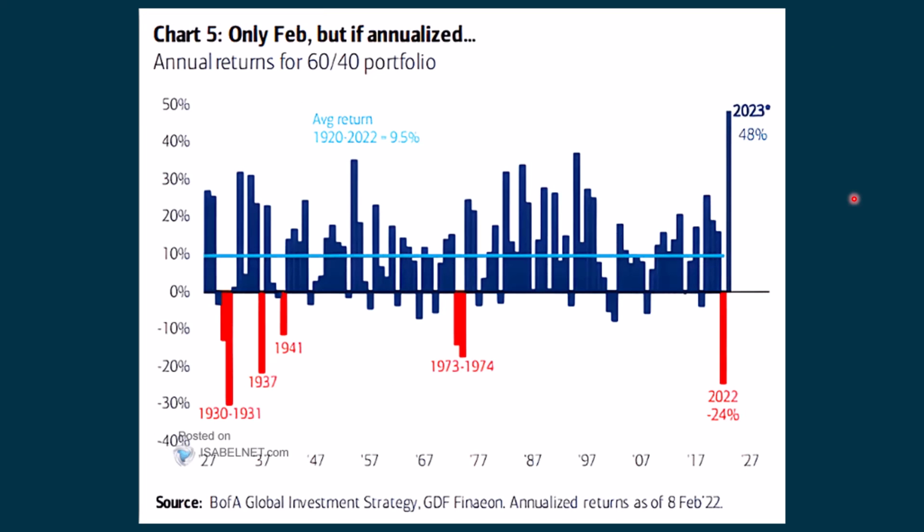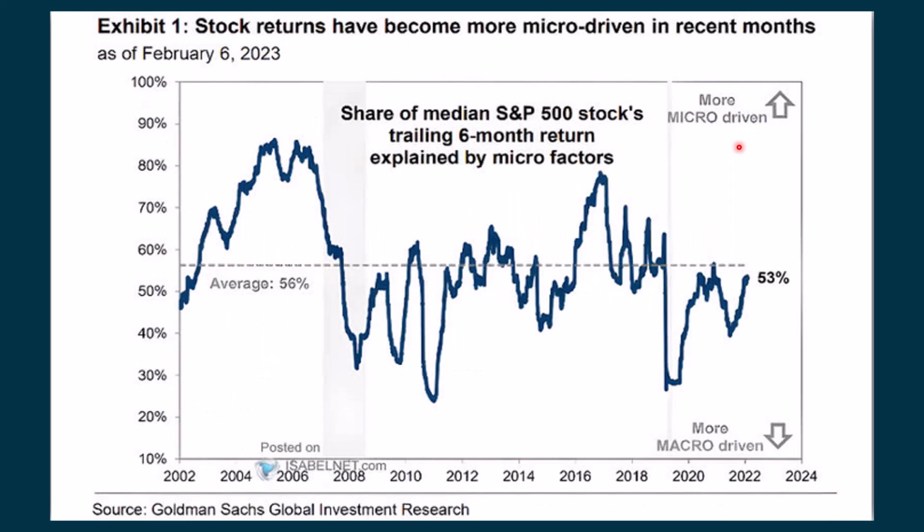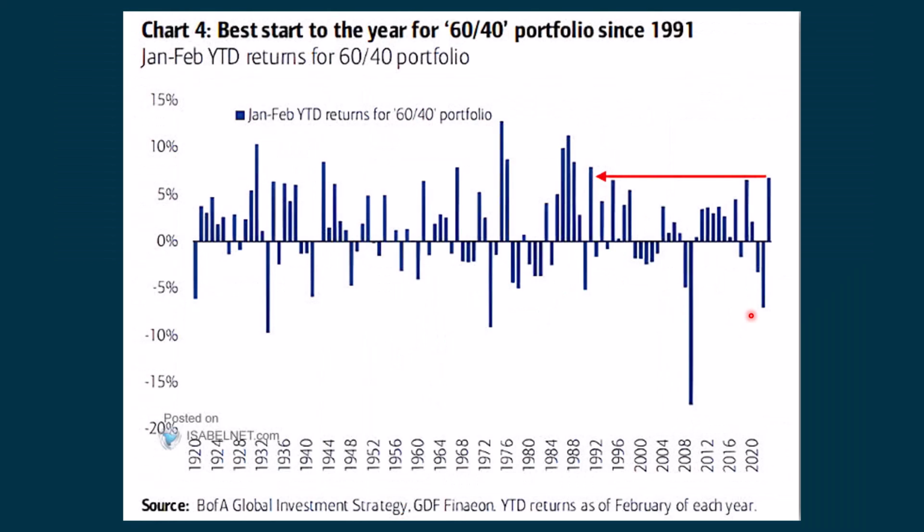These are folks that are saying, yeah, it's only February, but if you annualize how the market did during the first part of 2023, my goodness, we're up 48% on an annual basis. That would be a good, solid return. This chart suggests that stock returns have become more micro-driven in recent months, meaning looking within the company for earnings rather than in the economy as a whole. So we're seeing a real improvement with this chart. This chart is just saying this is the best start to the year for a 60% stocks, 40% bond portfolio going all the way back to 1991.